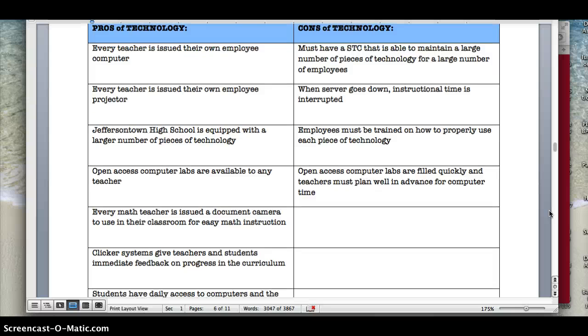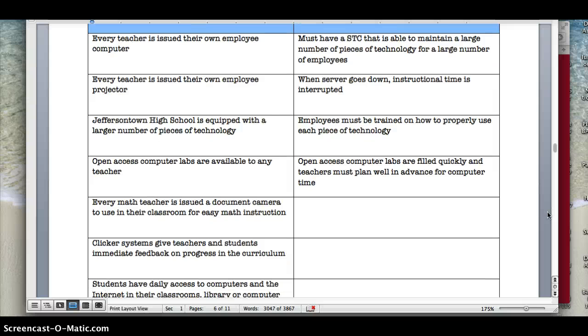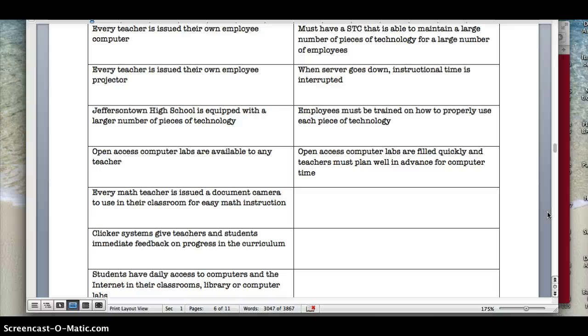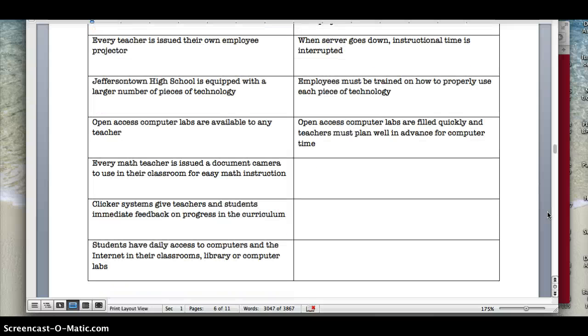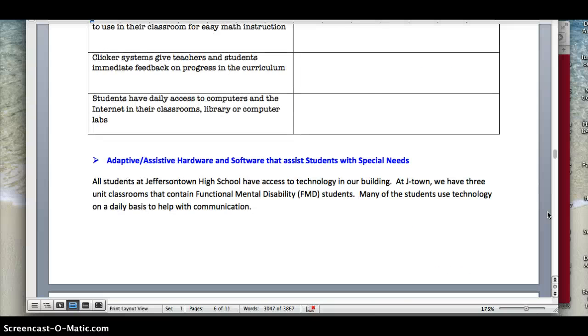When the server goes down, sometimes you lose some instructional time, or your instructional time is interrupted. And then again, sometimes technology is not used in the classroom because employees are not fully trained on it. I mean, every piece of technology, teachers have to know how to use it, and if they don't know how to use it, it can't be used properly.